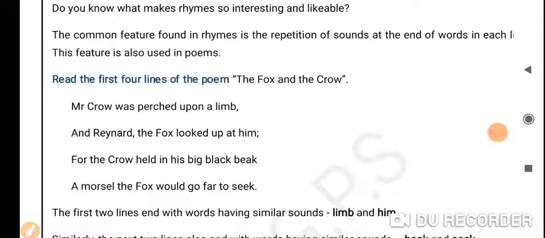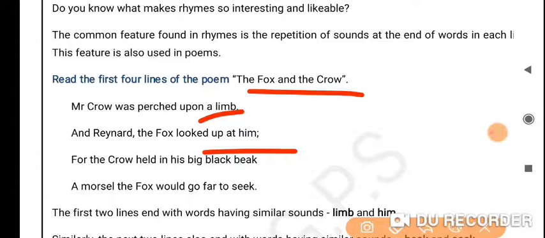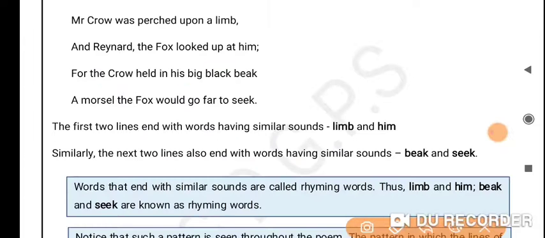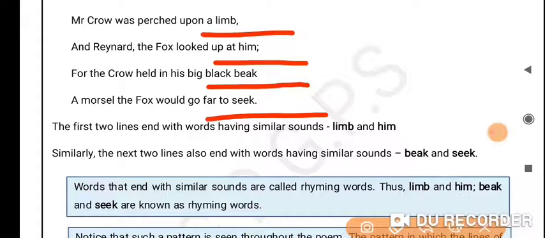Let's read these 4 lines from our poem, that is The Fox and the Crow. Mr. Crow was perched upon a limb, and Reynard the Fox looked up at him. For the crow held in his big black beak a morsel the fox would go far to seek. The first 2 lines end with words having similar sounds. The words like limb and him have similar sounds. Same way, in the next 2 lines, you can see the words at the end have similar sounds. For example, beak and seek.